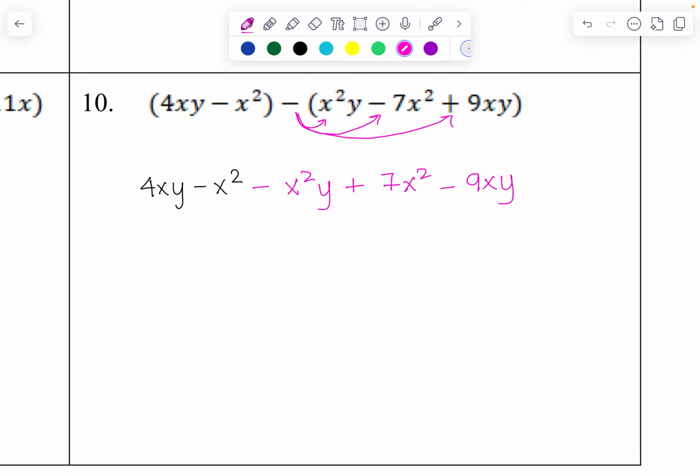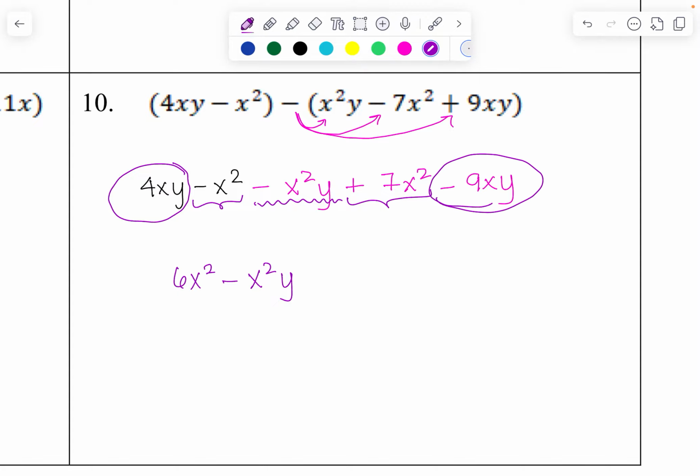We have negative x squared plus 7x squared is a 6x squared. We have y's involved too, but we want to handle x squares first, alphabetical order. So now I'm going to address the minus x squared times y. And then we've got the positive 4xy minus 9xy. That gives us a negative 5xy. This becomes our trinomial. Our leading coefficient is 6, and our degree is 2.